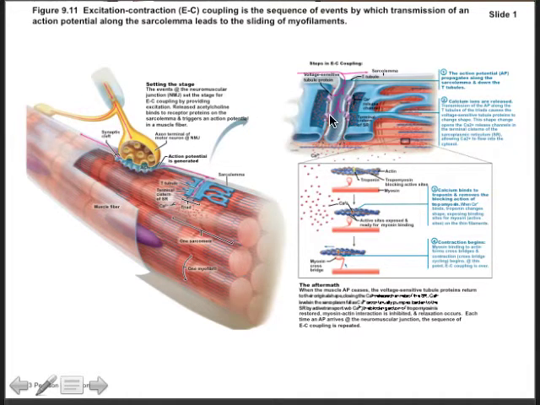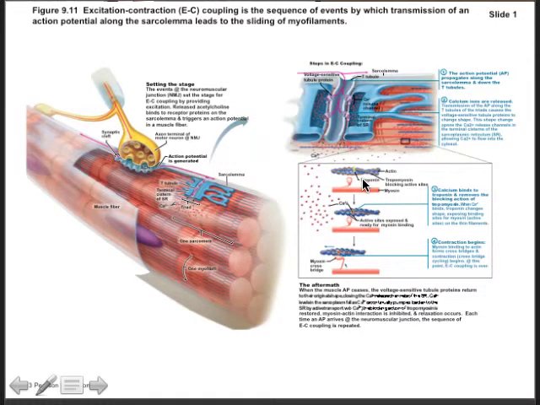Once that occurs, we're going to have the release of calcium inside the muscle cell as these integral membrane proteins that span the T-tubule and the sarcoplasmic reticulum start releasing the calcium out. It's a passive movement out because there's more calcium inside the sarcoplasmic reticulum than outside. As the calcium floods the sarcoplasm, it binds to the troponin. The troponin causes the tropomyosin to pivot out of the way and exposes the myosin binding sites on the actin.